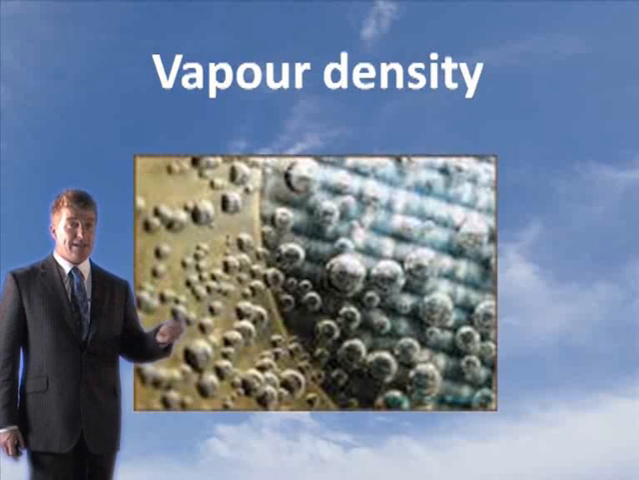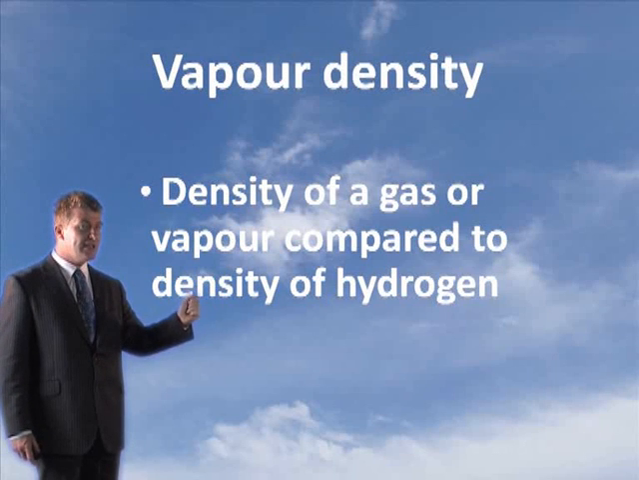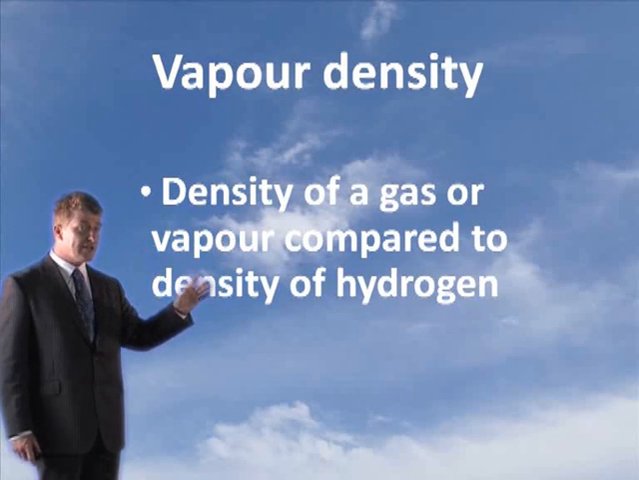What is vapour density? Well, it's the density of a gas or vapour compared to the density of hydrogen. That's what you need to remember. Vapour density is compared to hydrogen. Why do they compare it to hydrogen? Because hydrogen is the lightest element in the periodic table.